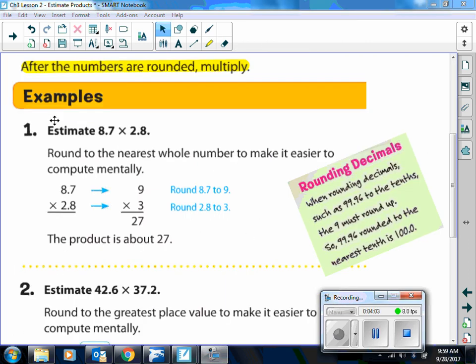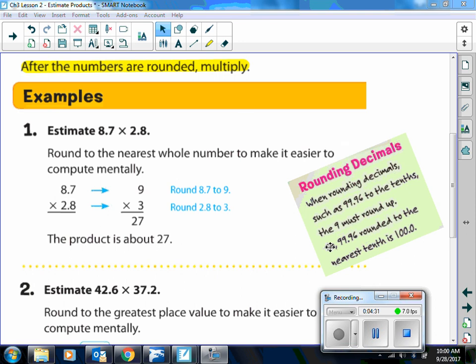Alright, so for example 1, we're going to estimate 8 7/10 times 2 8/10. Now remember, you don't have to write this part down. So here, we want to first round each of the numbers to the nearest whole number to make it easier for us to compute mentally. So here, 8.7 is about 9, and 2.8 is about 3. So 9 times 3 is about 27. It's as simple as that.